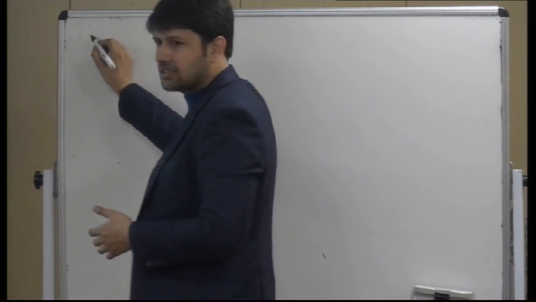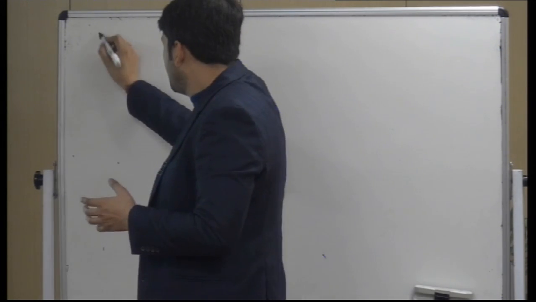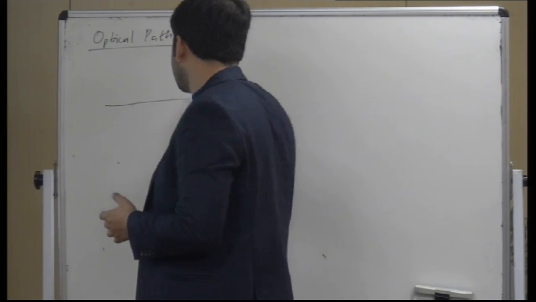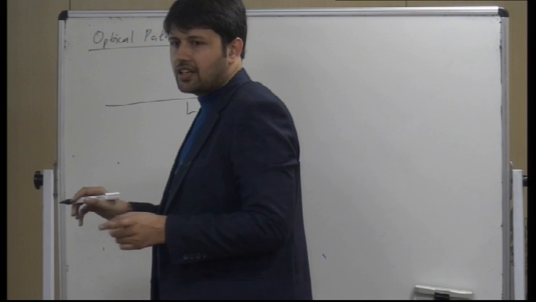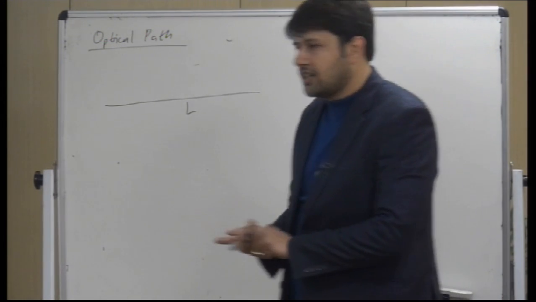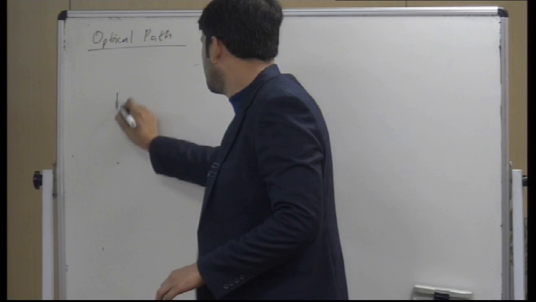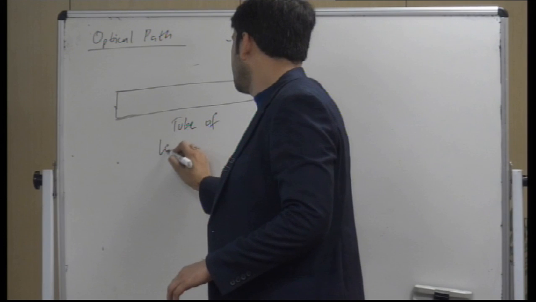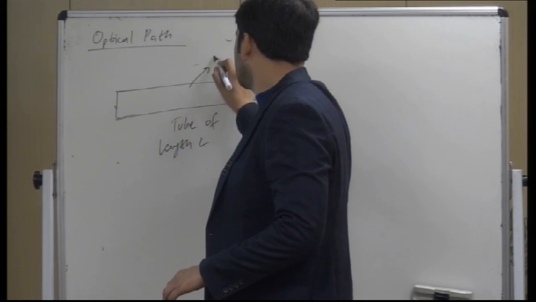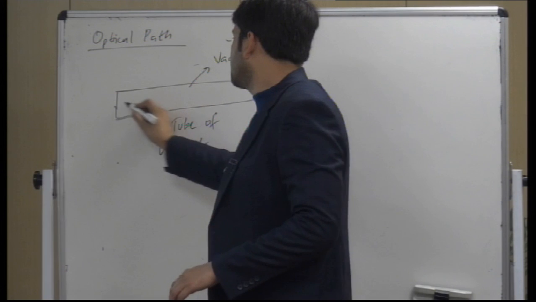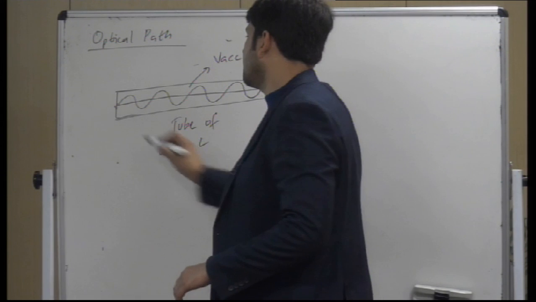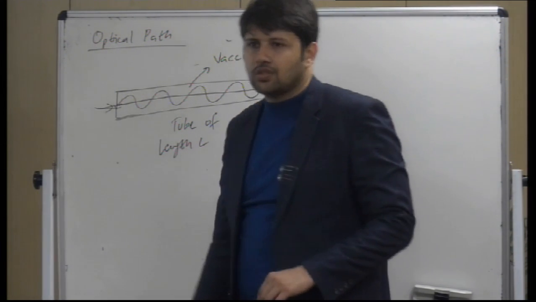I wanted to discuss a question, but let's first discuss our topic. Now, optical path first we'll discuss. Let's say this is a tube of length L in vacuum. What happens in this length L? There would be waves like this. If a wave is passing through, the wavelengths would be like this.